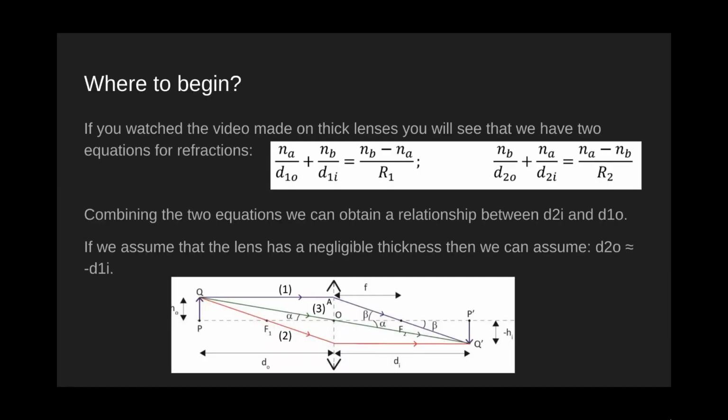So let's begin. We had these equations from last time in our thick lens video, and we can combine these two relationships to get a relationship between the distance of the second image created from the double refraction and the object of the first object. Now, if we assume that the lens has a negligible thickness, then we can assume that the object distance of the second is equal to minus the image distance of the first one.